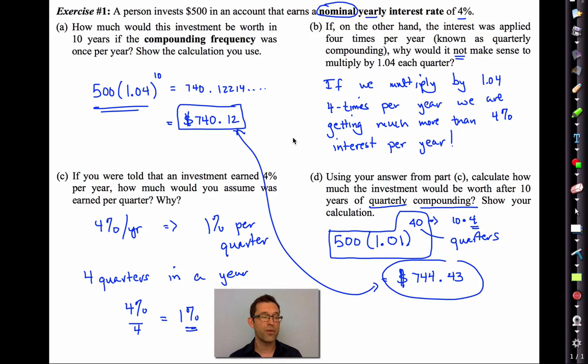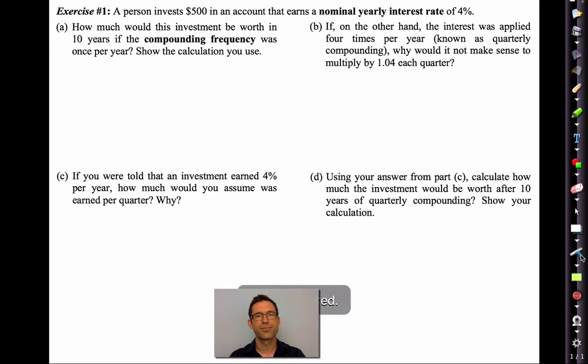All right, this is a very, very important problem. So pause the video now and write down anything you need to. Okay, I'm going to get rid of the text. Let's move on.